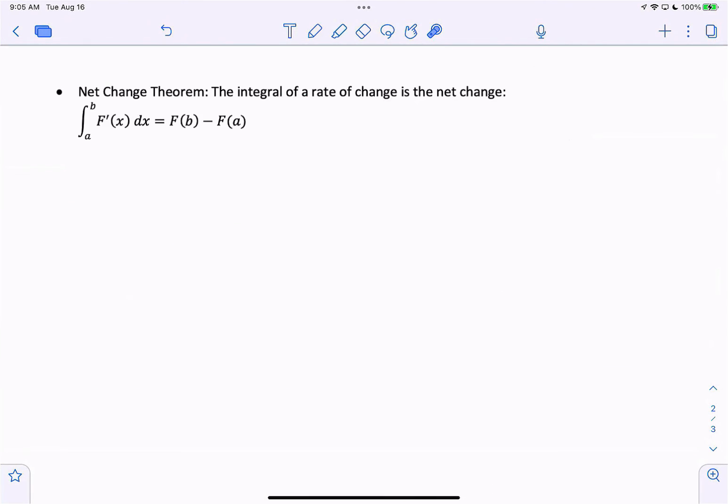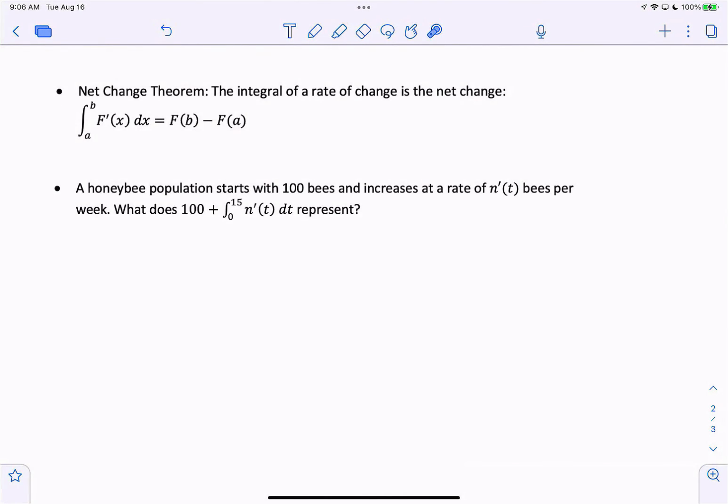The net change theorem is a pretty straightforward theorem. It says that the integral from a to b of f prime of x dx, that would be a rate of change, is equal to f of b minus f of a. It looks like the second fundamental theorem of calculus. In order to see what it's saying, we're going to look at a couple of applications.